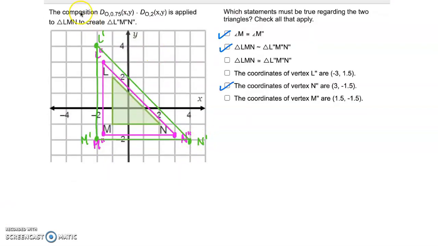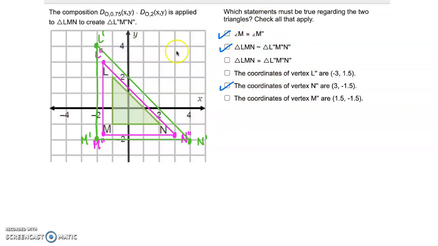Okay, I want to walk you through this transformation because there's two compositions and we always start with the one on the right. So the first thing we did is we took LMN and we multiplied by a scale factor of 2. So each vertex we multiplied. So this would be -1, 2 would become -2, 4. And that's our green triangle. That was the first transformation. That became L prime. Then we took 0.75 to get L double prime. And so 4 times 0.75 was 3, and so this is -1.5 and 3, -1.5, -1.5, and 3, -1.5. So this pink triangle is our final one that our questions are being answered on.